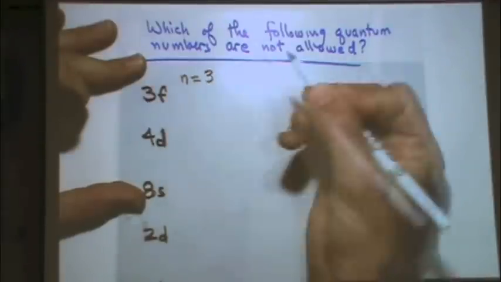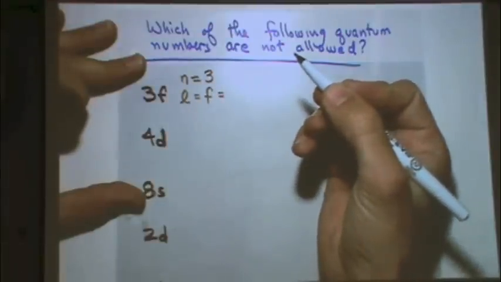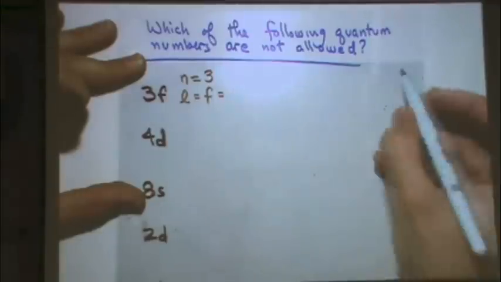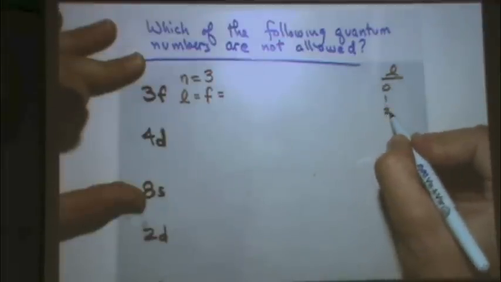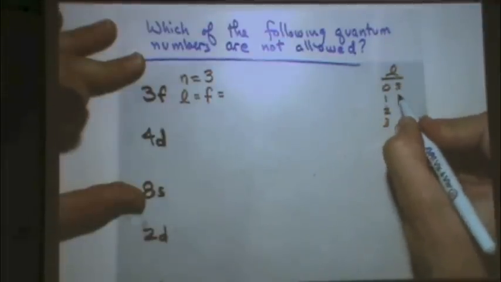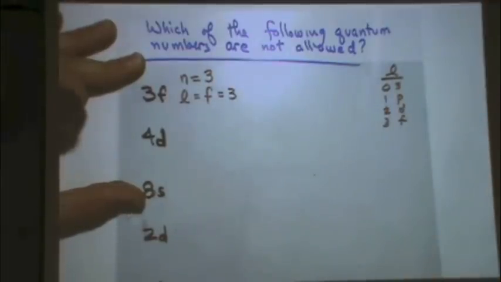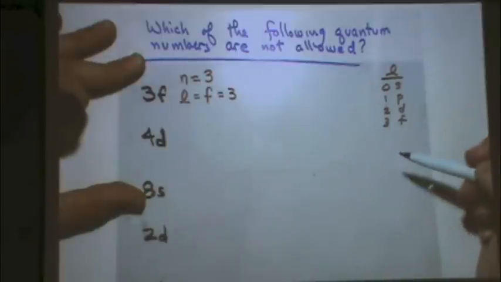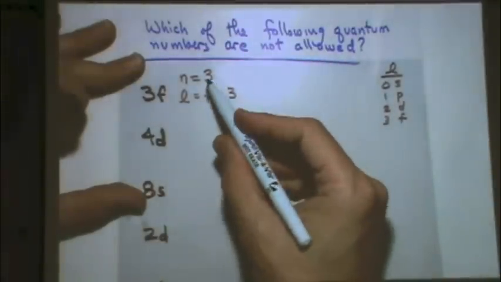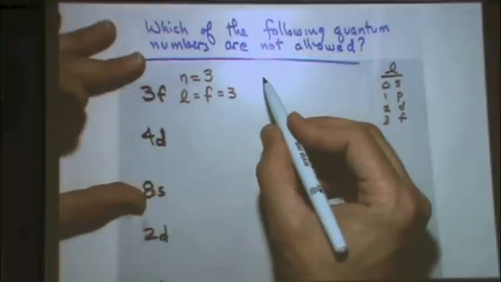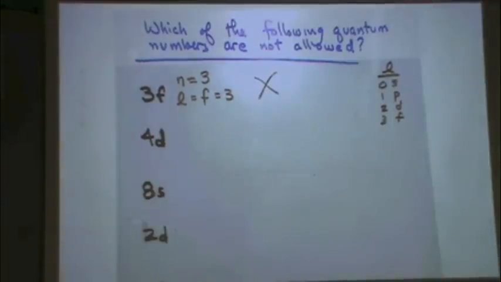Yes, the first number, 3. L is equal to F, which is what number? Let's make our little side chart here. L goes from 0, 1, 2, 3, etc. And that's S, P, D, F. So F is equal to the number 3. Okay, so make sure y'all make this chart on your exam if you don't have it handy in your mind. And so, is it possible that N and L are equal? No, that's bad.